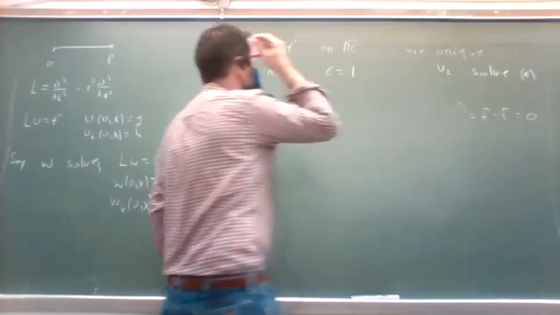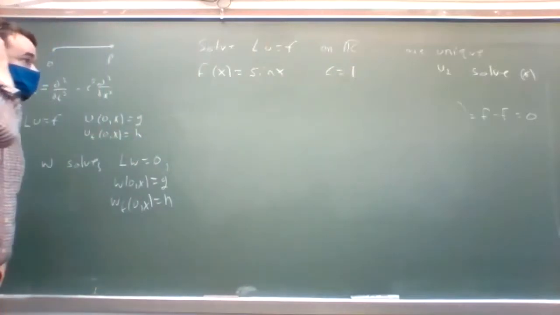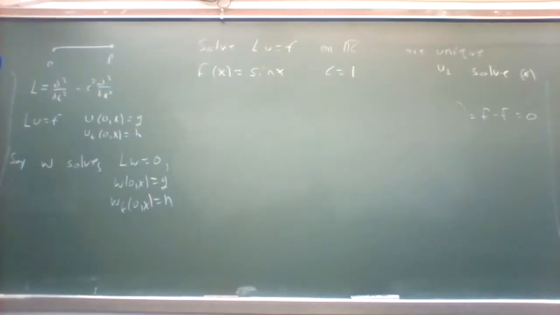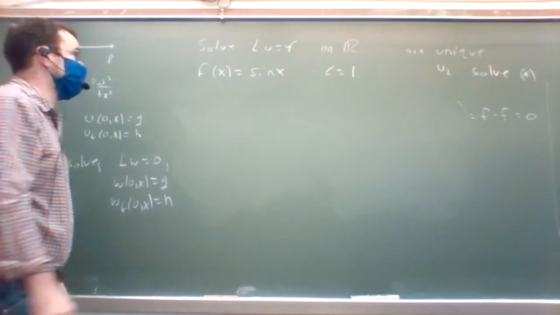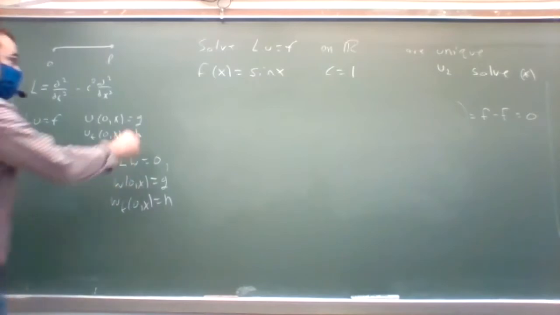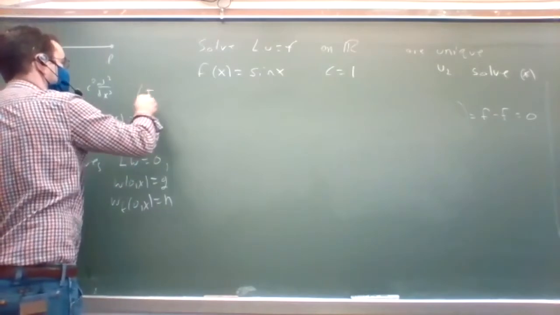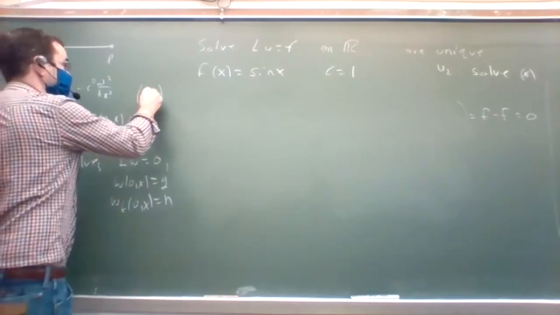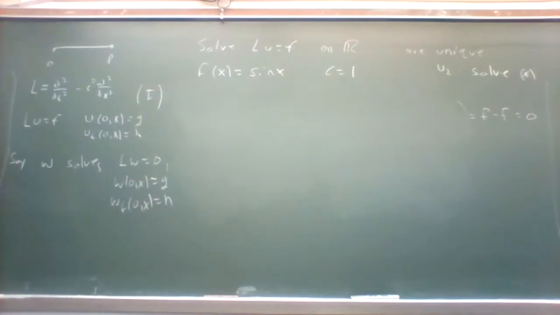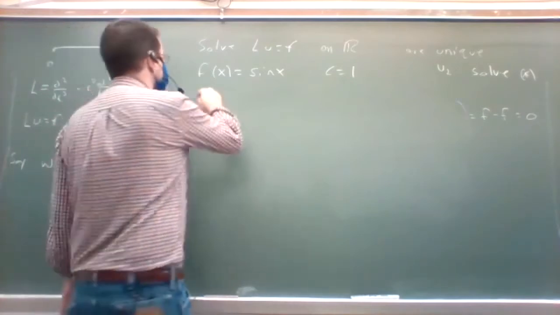Let's take c equals 1, just for not dealing with lots of constants or units. And we'll take the initial conditions to be 0. So we'll take Lu equals f, but with 0 initial conditions. So maybe I'll call this problem dagger, or anchor, whatever.